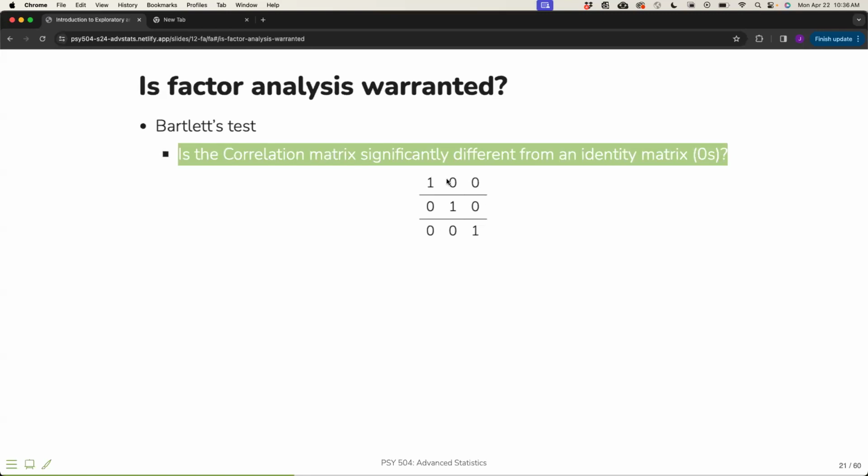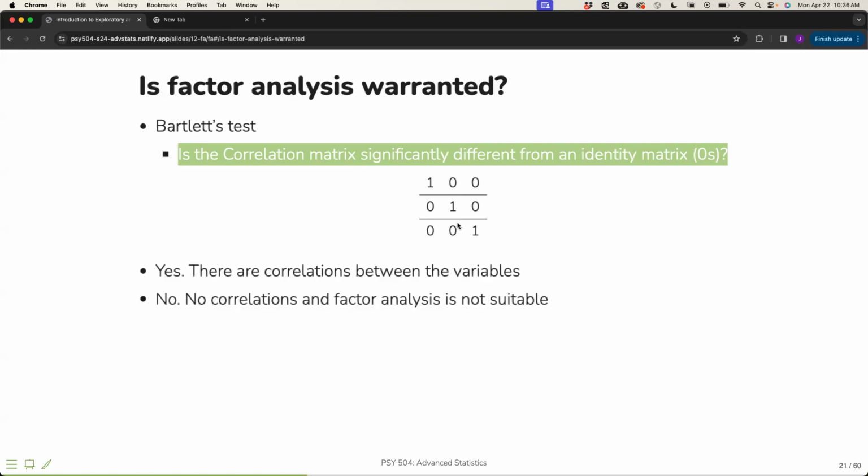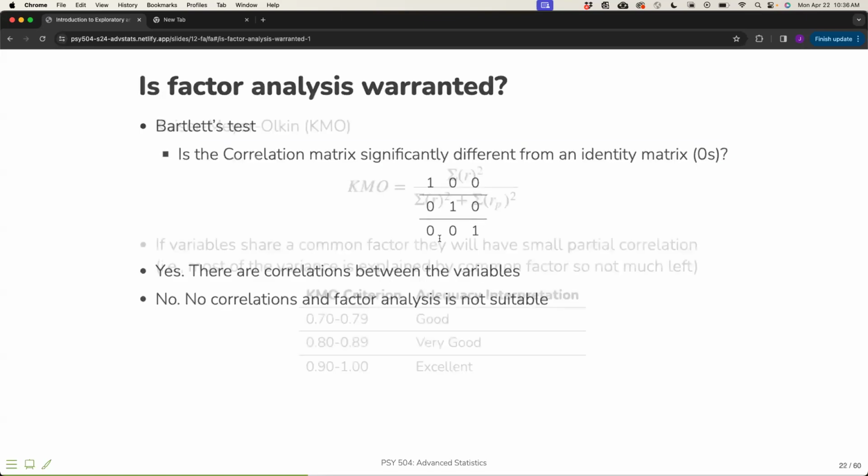So this is an example of an identity matrix where we have ones on the diagonal and then zeros on the off diagonal. This says that there's no relationships between the variables. And we're gonna look at a chi-square statistic, and if it's statistically significant, that means that there are correlations between the variables, and if it's not statistically significant, that means that there's no correlations and that factor analysis is not suitable. So that's the first test.